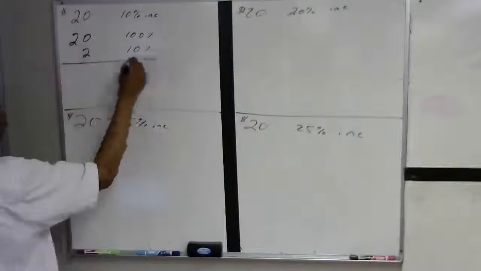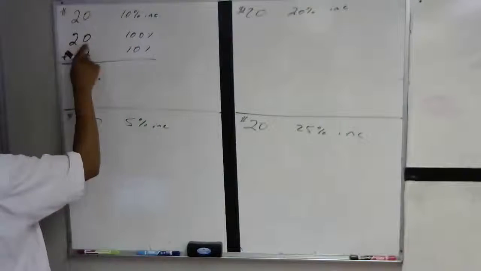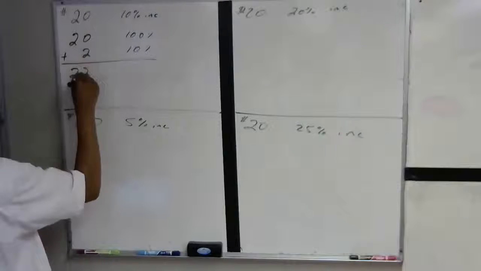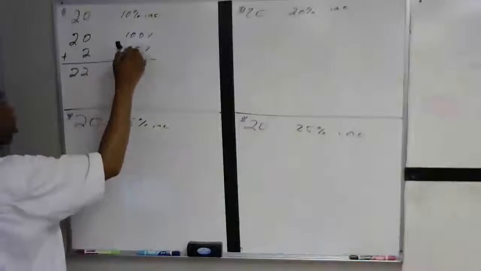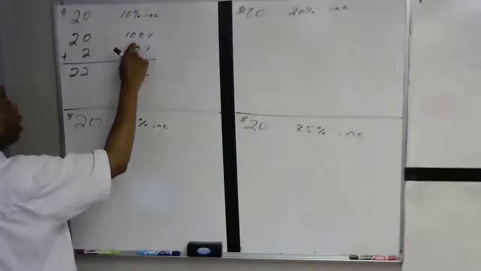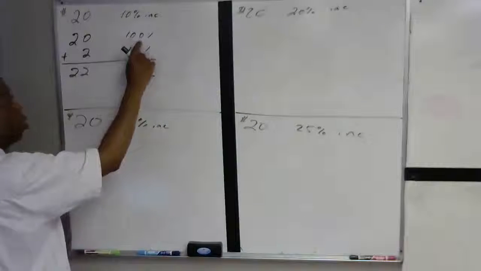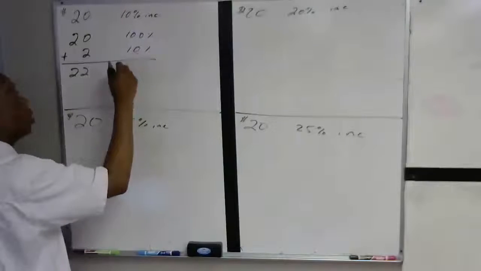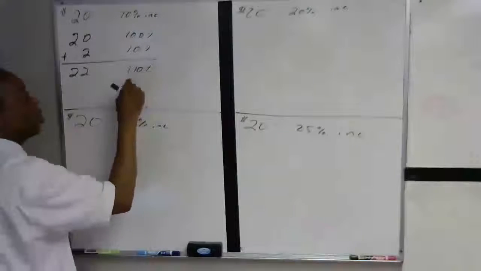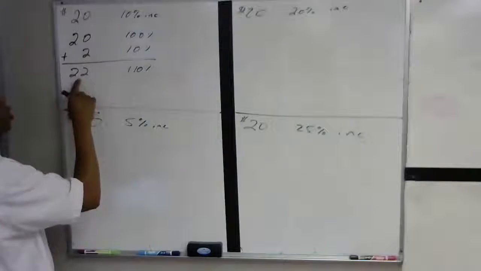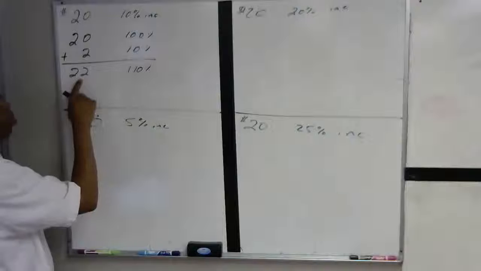Now to increase it, we're going to add them. So 20 plus 2 gives us 22. Starting at 100%, having a 10% increase means the final amount is actually 110%. So this is 20 with a 10% increase.